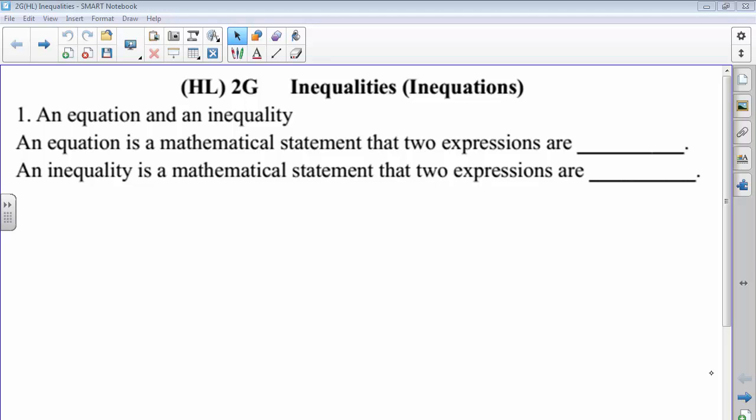Good morning, IB 11s. Today our topic is 2G, inequalities. Let's look at the difference between an equation and an inequality.